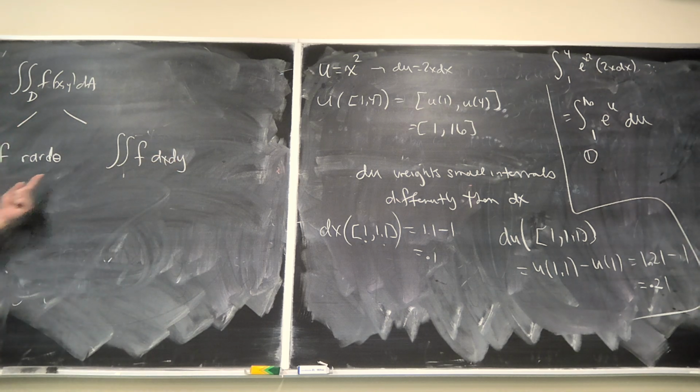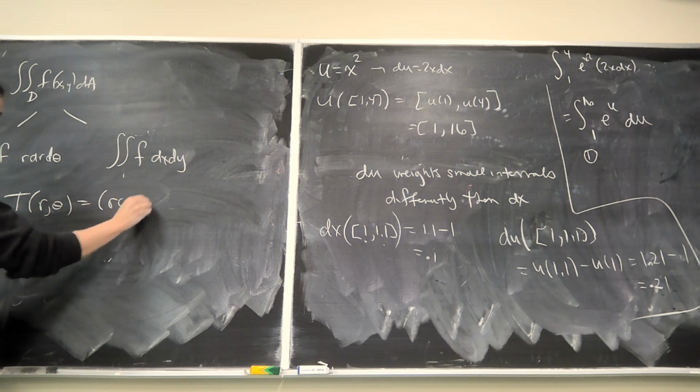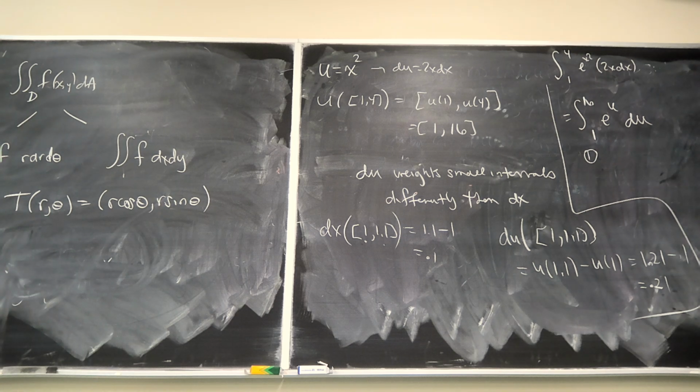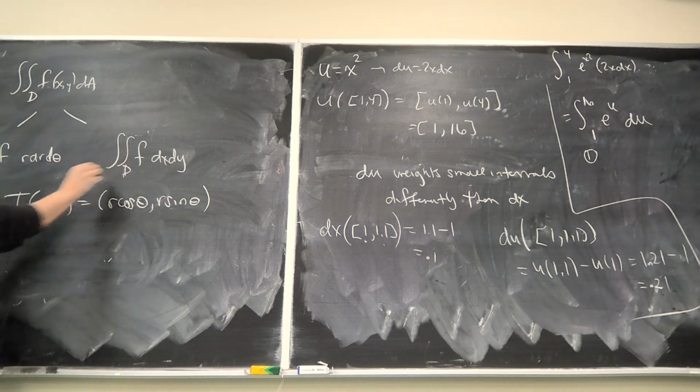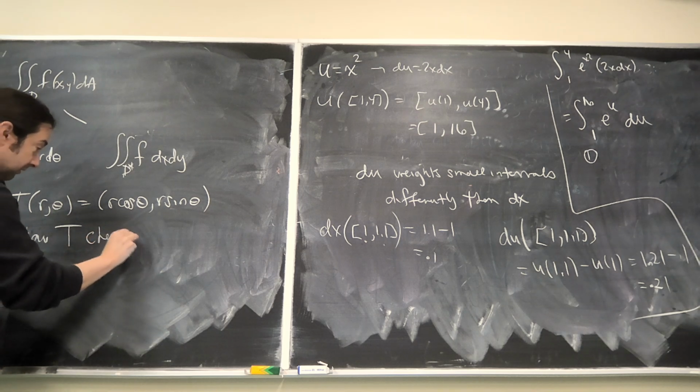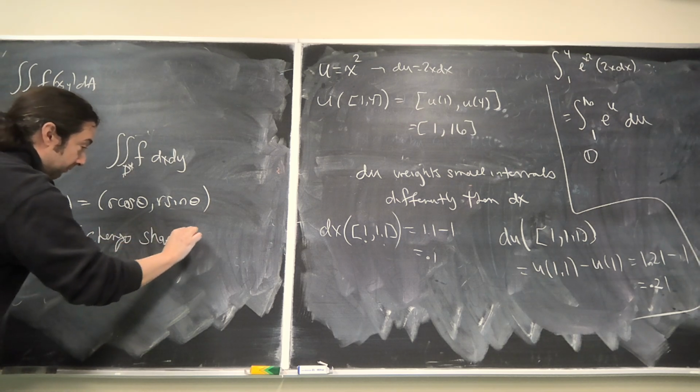The way that we got back and forth here was a change of variables. Here the change of variables is T of r and theta equals r cosine theta, r sine theta. And what I want to do is cook up a way where I can study this map according to the questions that it introduces. The first is, I need to understand how a general map T changes the shape of the domain.